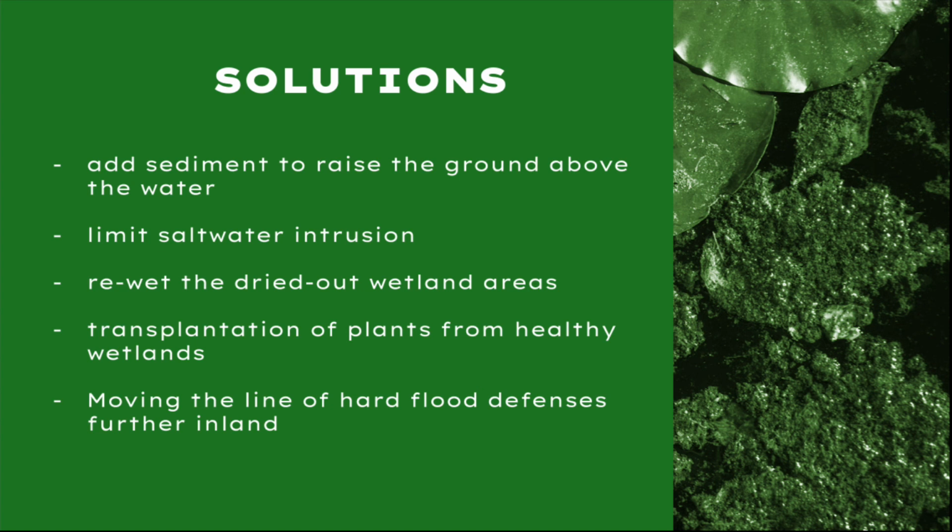Another strategy for restoring coastal wetlands is to re-wet the dried out areas to prevent drainage and minimize groundwater extraction. The transplantation of plants from healthy wetlands or specialized nurseries would be a more resource-intensive procedure. In order to reestablish intertidal ecosystems between the old and new defense, the line of hard floor defenses will be moved back to a new line that is farther inland and on raised terrain.